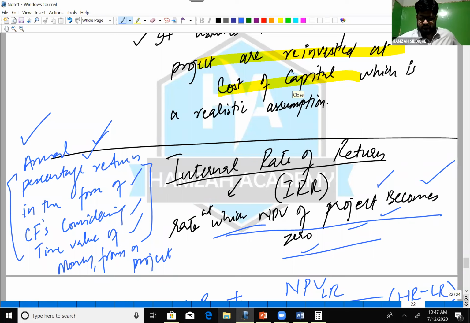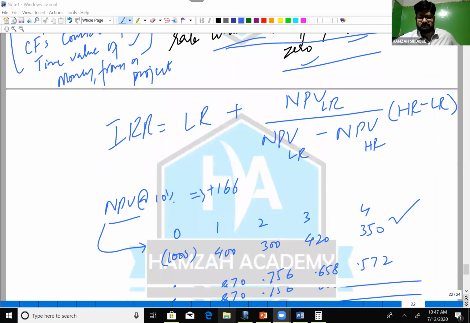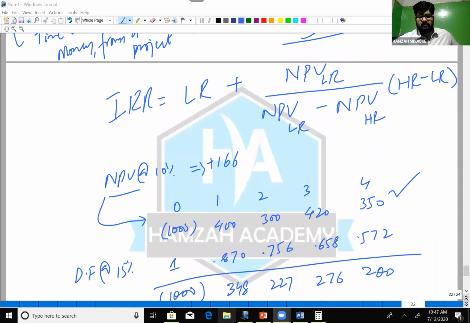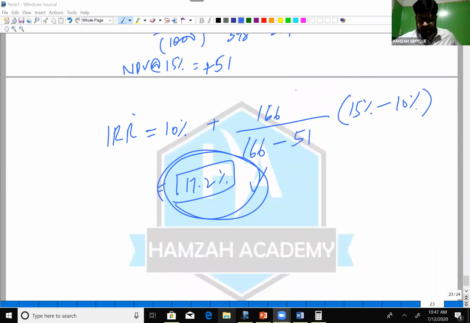Now next, thank you. 17.2% we got. No issue, I can explain. 17.2%, what is it? It is return from the project. Means project is yielding 17.2% every year. This is the meaning of it.